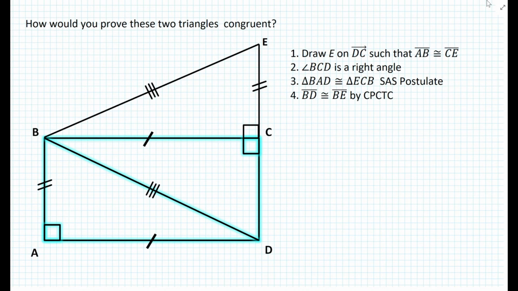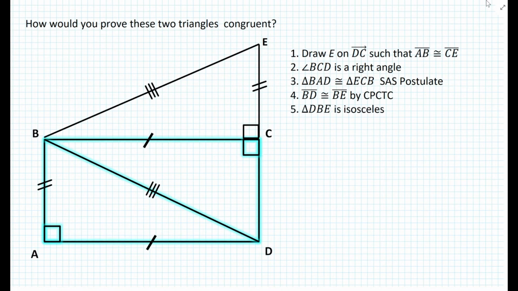Let's now look at triangle DBE. What kind of triangle is that? Well, we know that two segments are congruent, segment BD and BE. So that means that triangle DBE is an isosceles triangle. So what do we know about isosceles triangles? That not only two of the sides are congruent, but also the angles opposite those sides are congruent as well. And that is actually, as you remember, because of the isosceles triangle theorem. So therefore, angle BEC is congruent to angle BDC.